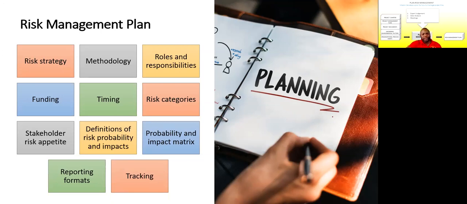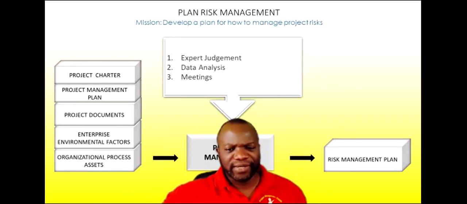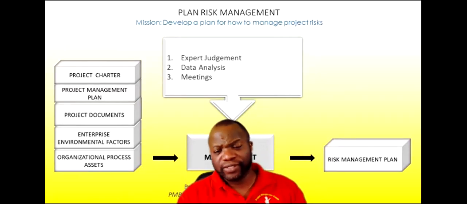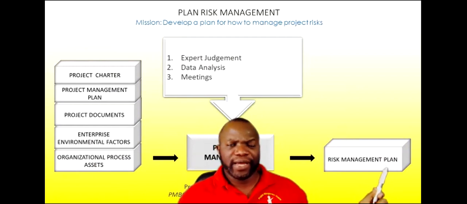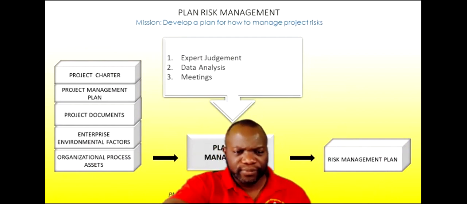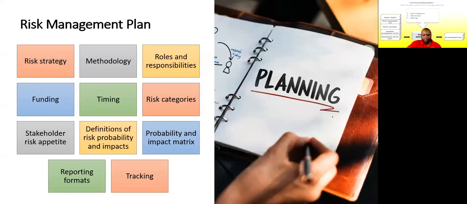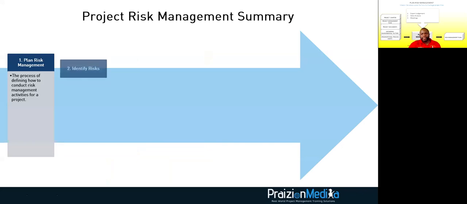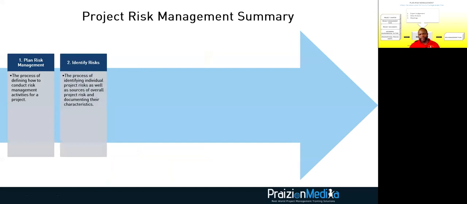So the summary of this first process, my friends, is this. And it's one of the beefiest of all. Your risk management plan is your major output. All right, let's go back. And let's see our next process here. Our next process is simply identify risks. What are you identifying? Which risks could impact the project, and what are the sources of overall project risk?